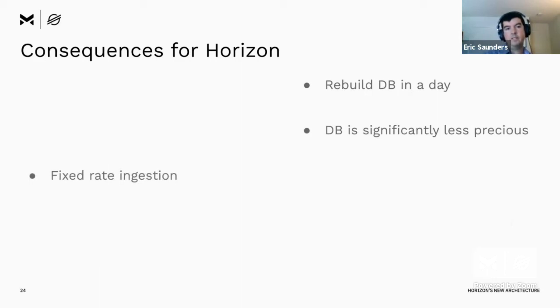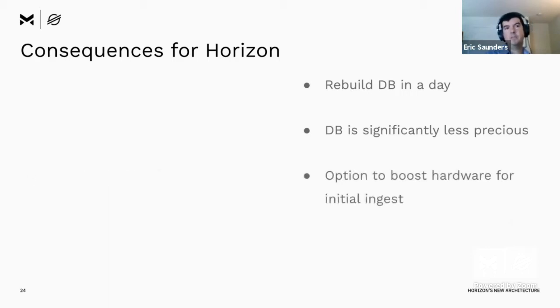Okay, in the old Horizon, you had fixed rate ingestion. That meant you could only ingest at a certain speed and you just had to sit there and wait until it was done. Now you have this really interesting situation with parallelism. You can boost your hardware, put in as many workers as you can afford, and just get as much speed up as you want. So this is a sliding scale. How much money and how much time do you have? You can adjust that to suit whatever your conditions are.